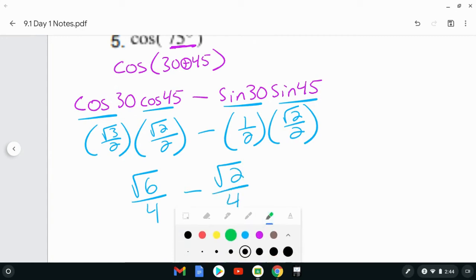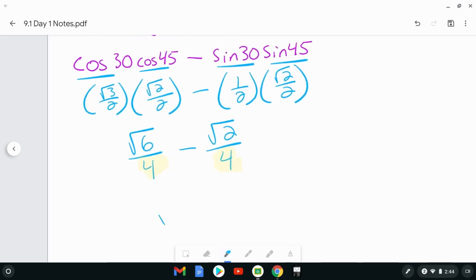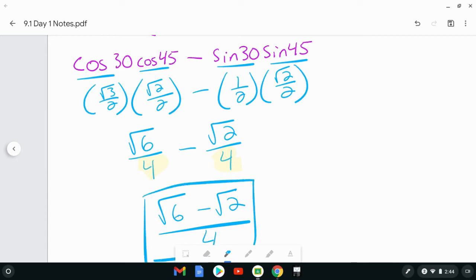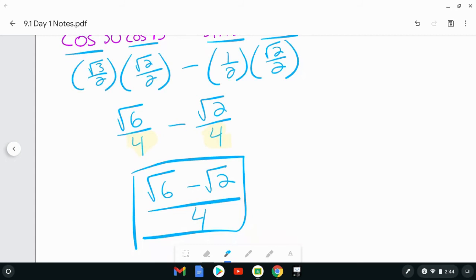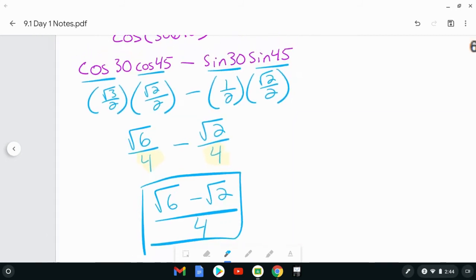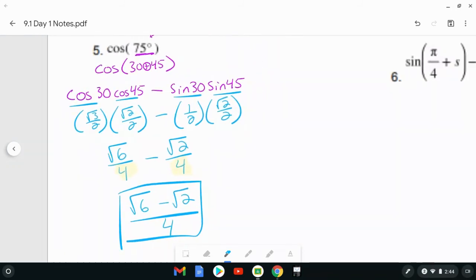And the nice thing here is we do have common denominators. So when you add them together, you end up with the square root of 6 minus the square root of 2 all over 4. These are not like terms in the numerator. They do not have the same radicand, so you have to leave it as that.